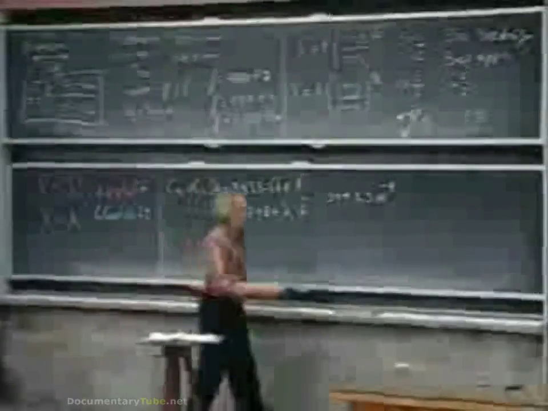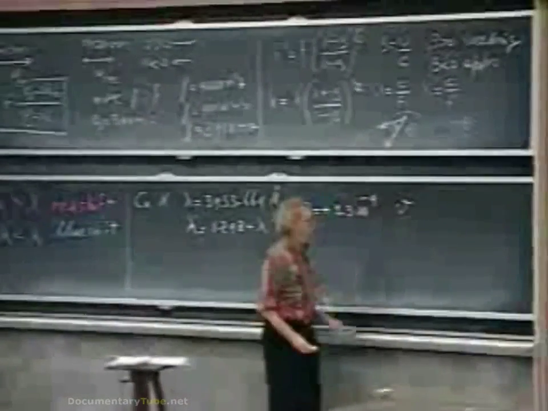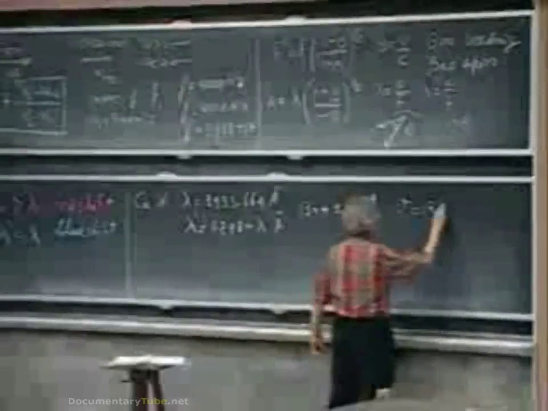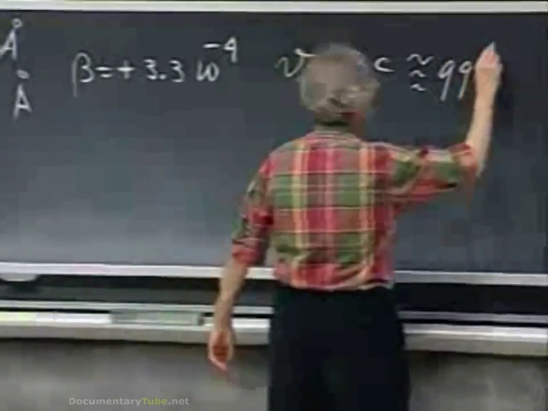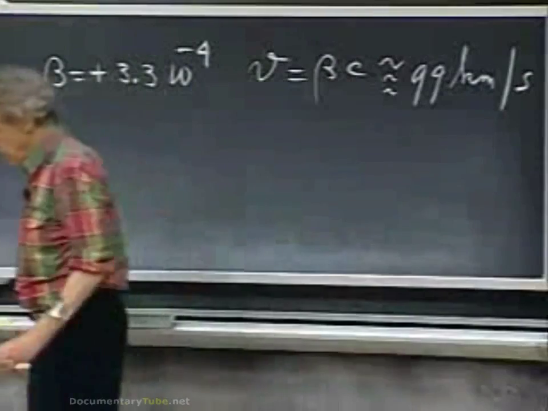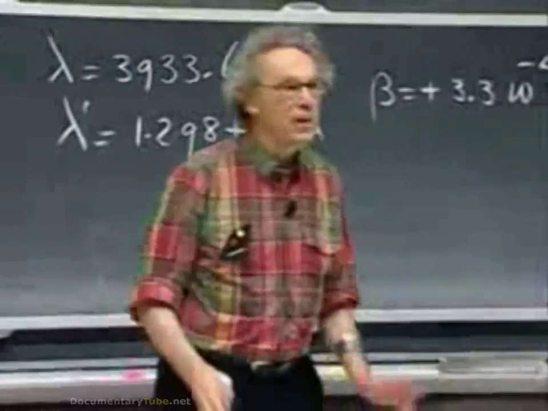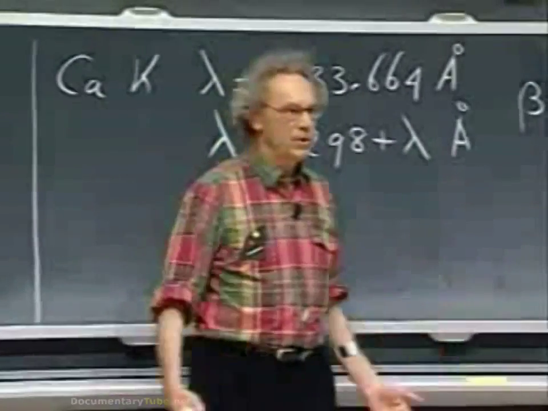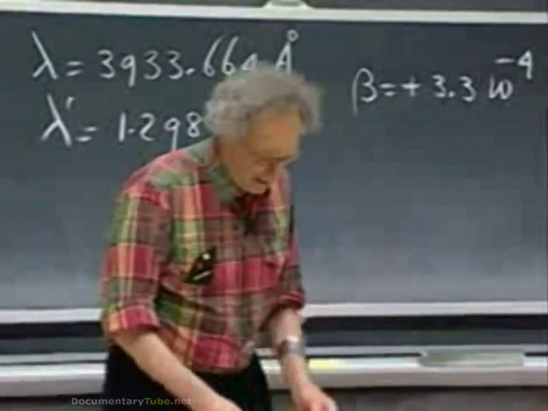And I find, therefore, that the radial velocity, the radial component of our velocity, is then beta times c, and that turns out to be approximately 99 kilometers per second. So I have measured now the relative velocity, radial velocity between the star and me, and the question whether the star is moving away from me or I move away from the star is an irrelevant question. It is always the relative velocity that matters.